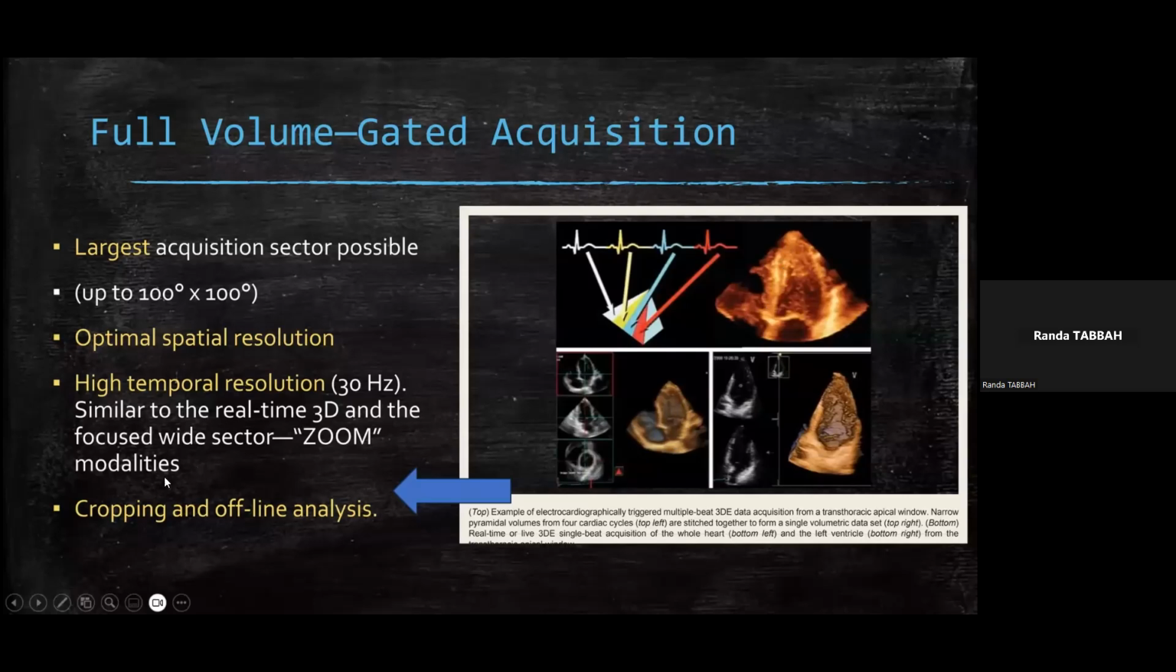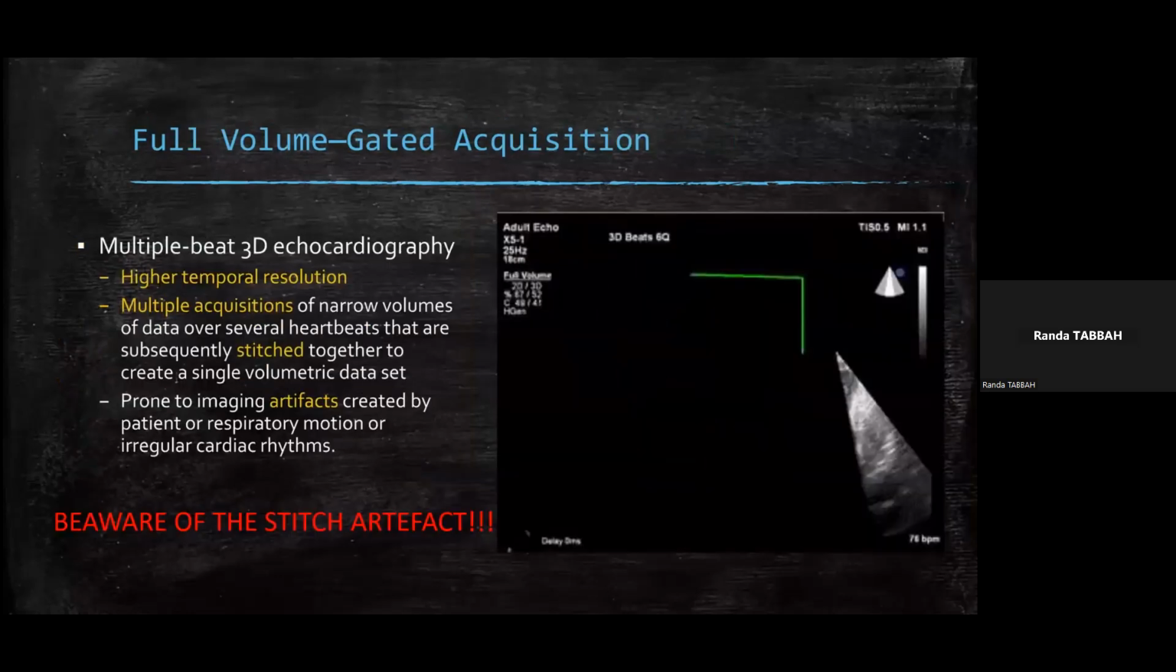And we can do what we call cropping. So when we save this image, we can do some cropping of the image afterwards and have a better idea of each valve alone, the interatrial septum alone. We can do that offline, after doing the echo for the patient.